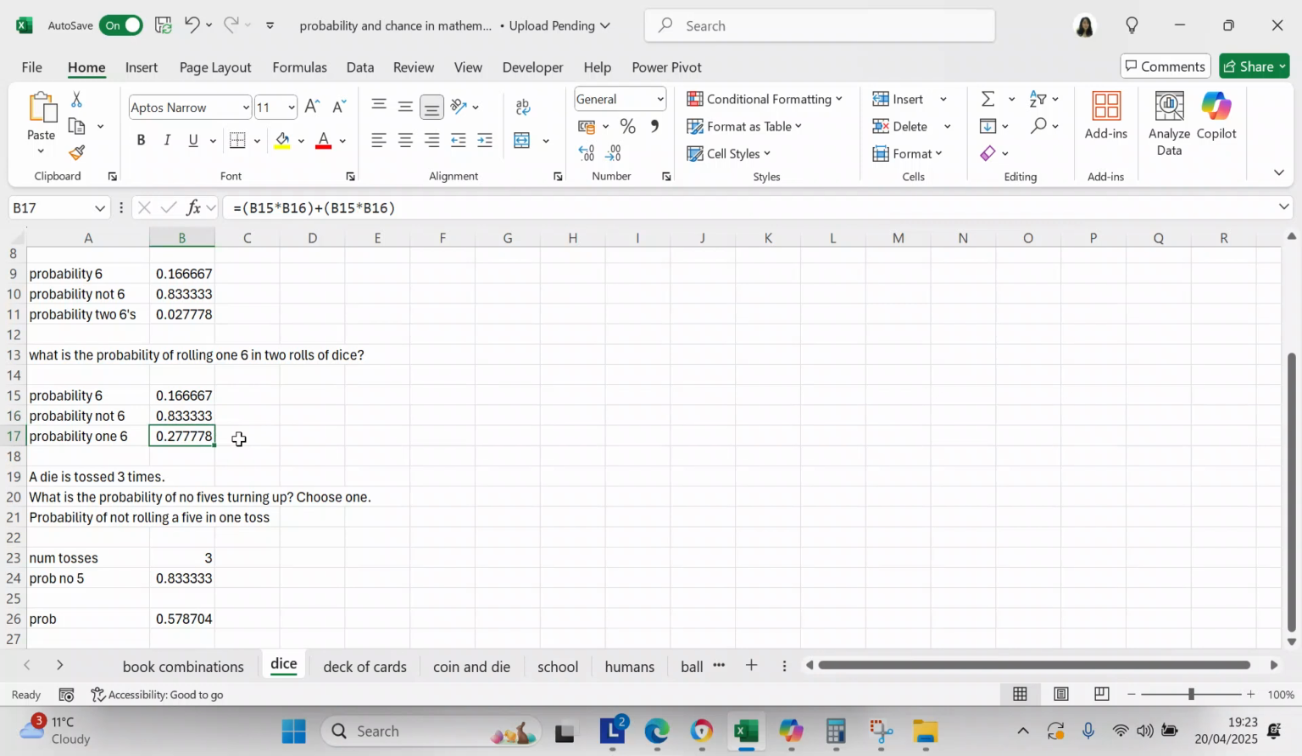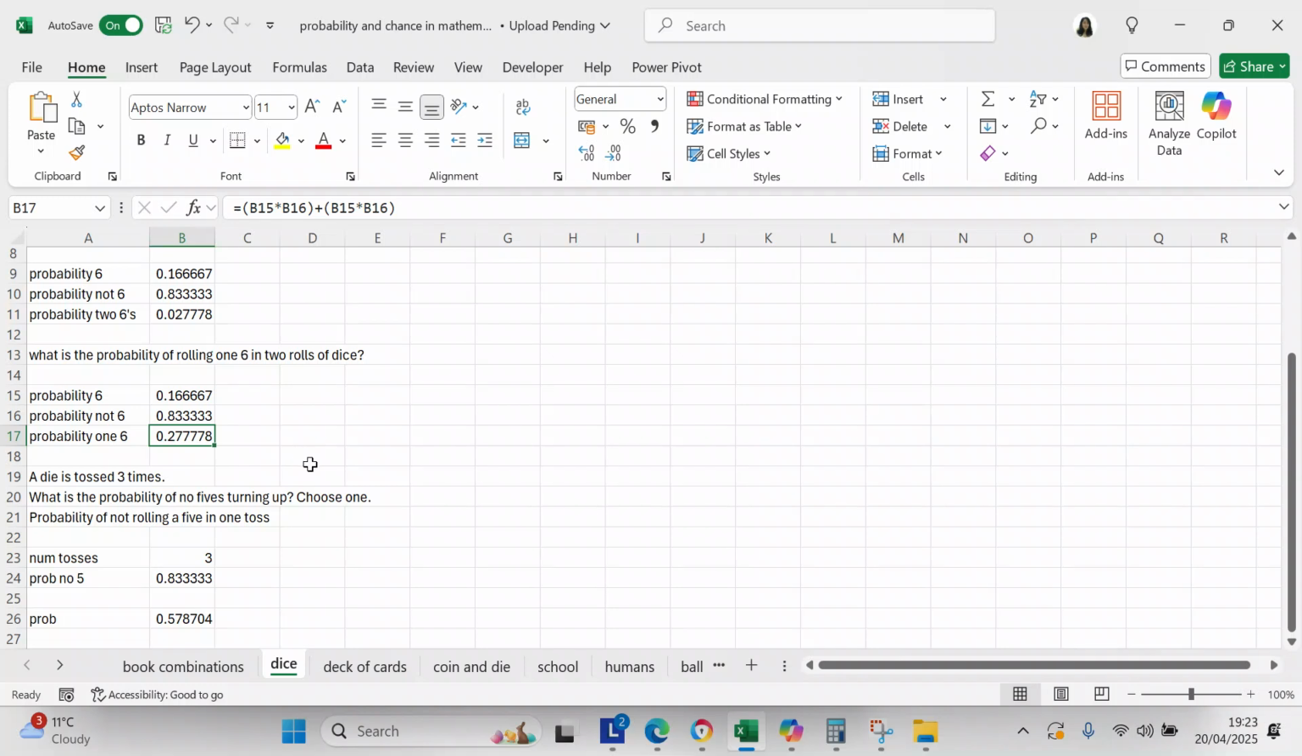I did go back and check this because I thought it was a bit odd that it had the same value for two different questions. But when I checked it using a binomial distribution, which is another way that you can do it, it still came up with the same answer. So I'm satisfied that that's the answer to it.